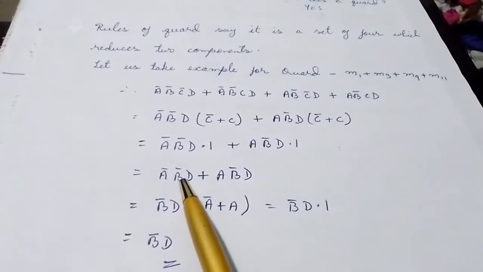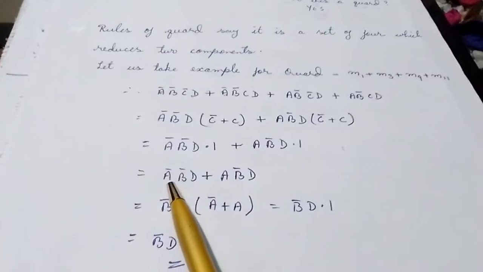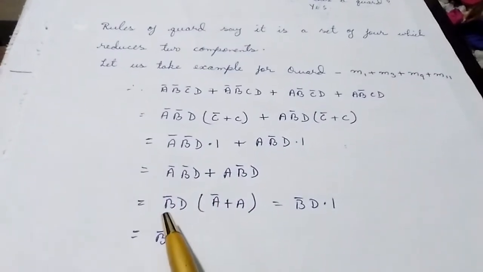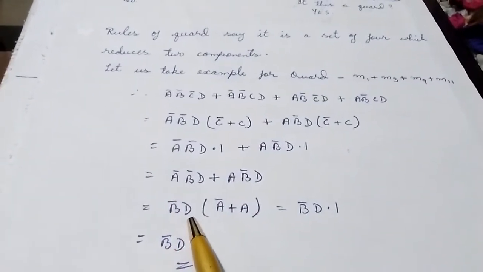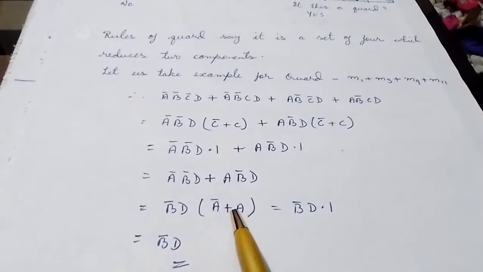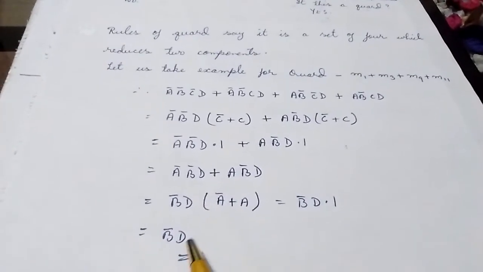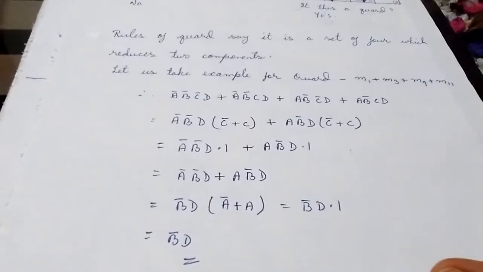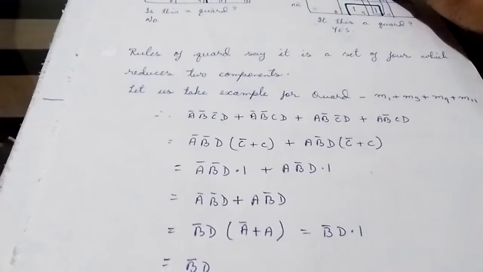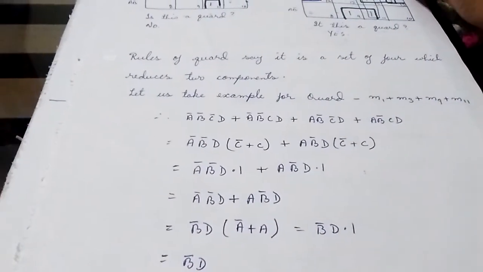So we see here that we have A bar and A. So we see B bar D, and A bar plus A will reduce to 1, and we get the answer B bar D. So this is the way we use to reduce a quad.